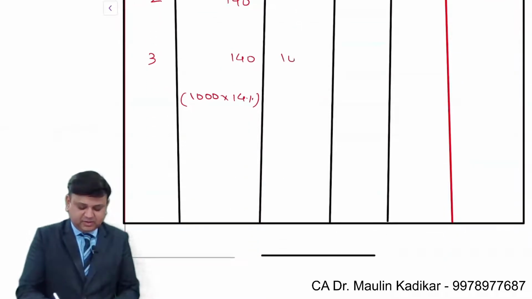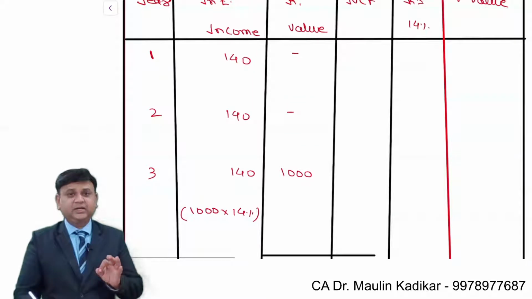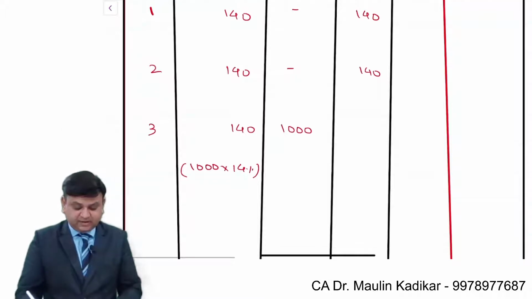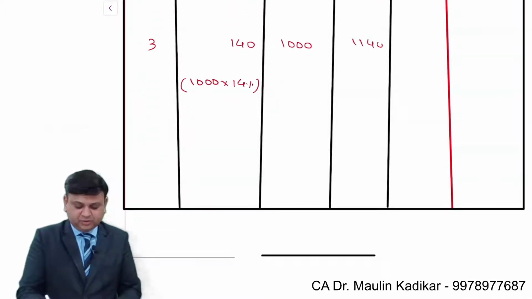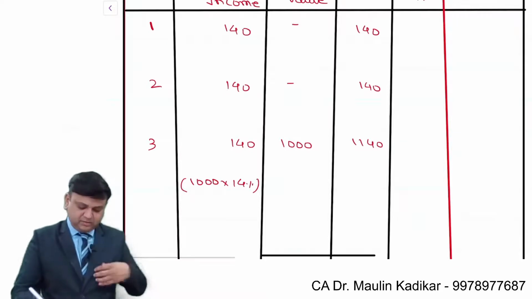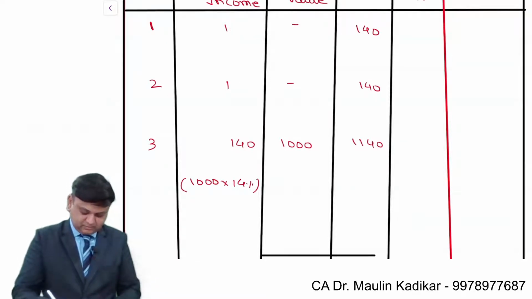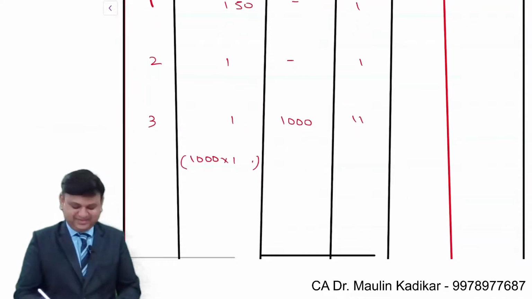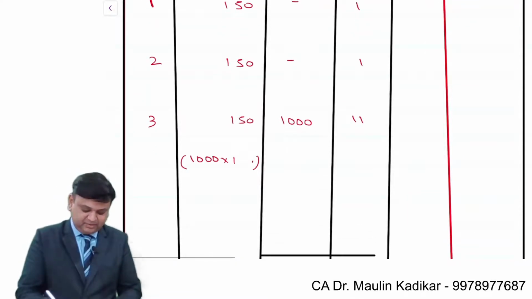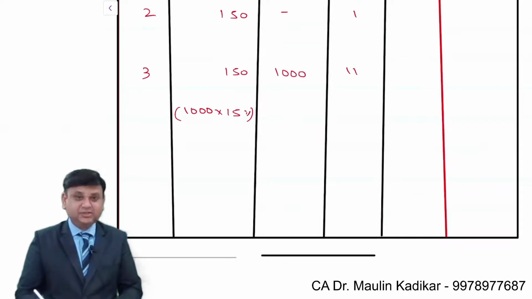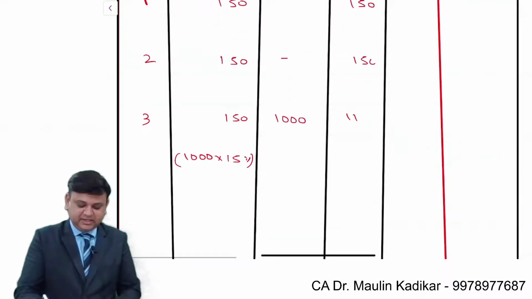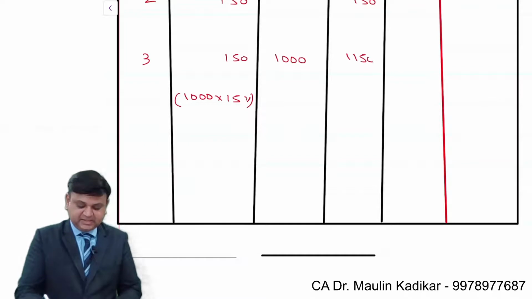Redemption value of the security is 1000. Net cash flow: end of year 1, 140; end of year 2 again 140; end of third year double 140. Sorry, 150 rupees is the interest. So 150, 150 and 150, that is 1000 into 15 percent. The first year net cash flow is 150, second year it is 150, and last year it is double 150.